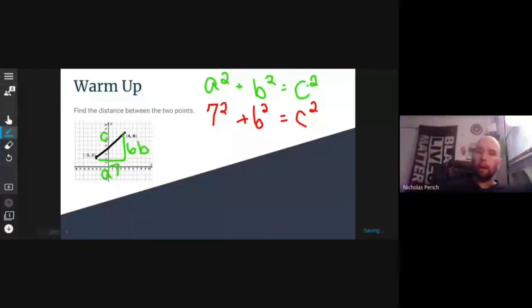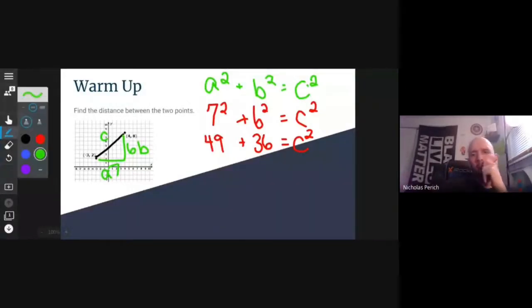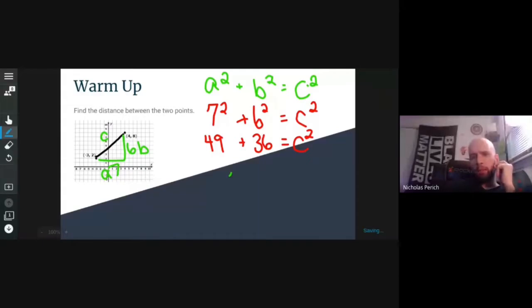What's 7 squared? 49. What's 6 squared? 36. What's C squared? C squared. 49 plus 36 ends up being 75. No, 85.